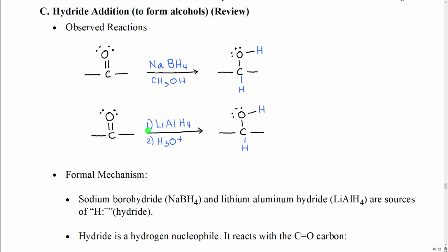We have a similar reagent using aluminum. Start with our ketone or aldehyde. We do this in two separate steps. Lithium aluminum hydride, LiAlH4. Then in a separate step, we add hydronium. We have to do two separate steps in this case because lithium aluminum hydride will react kind of explosively with water if we mix them together. At the end again, we get hydrogen added to carbon, hydrogen added to oxygen, only a single bond now.